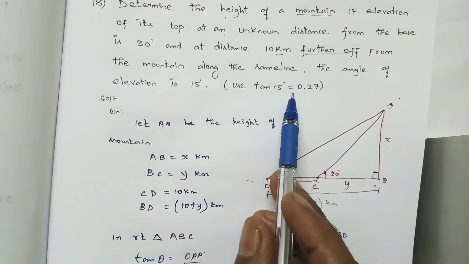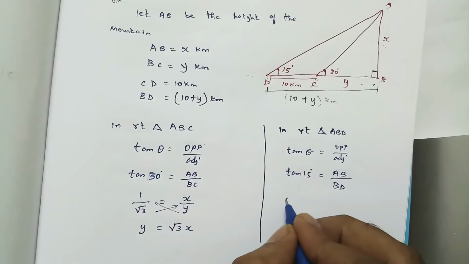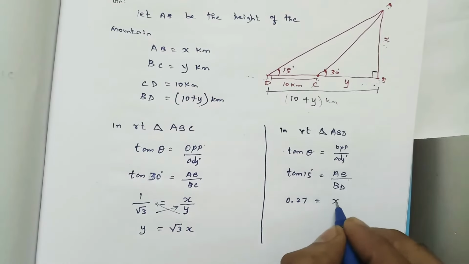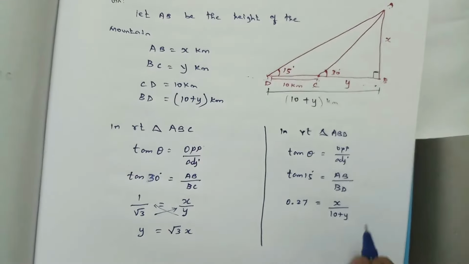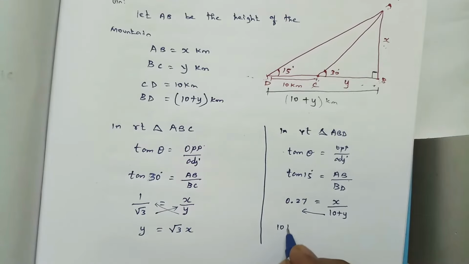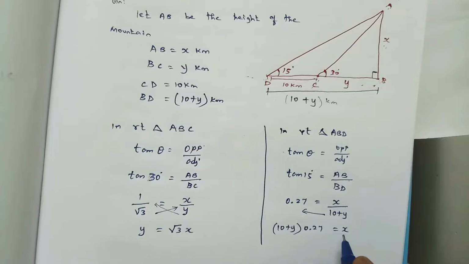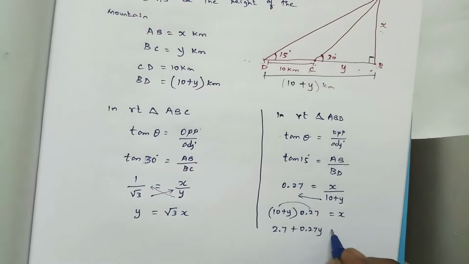Tan 15 degrees is equal to 0.27. So instead of tan 15 degrees, I am going to substitute 0.27 is equal to AB, which is X, divided by BD, which is 10 plus Y. I am just taking this to the LHS. Then it will become 10 plus Y into 0.27 is equal to X. So I'll multiply 10 into 0.27: 2.7 plus 0.27 into Y is equal to X.